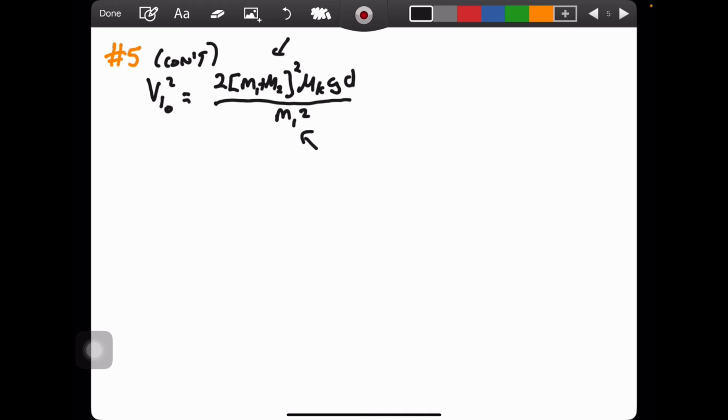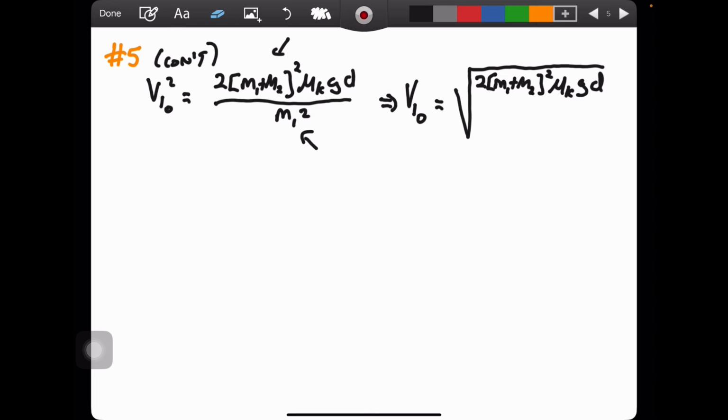So what I do now is I take the square root of both sides. When I take the square root of both sides, I get the following expression. v1 naught, that's the velocity of the bullet initially, is equal to the square root of 2 times the mass of the bullet plus mass of the block, squared, mu k g d, and that is divided by m1 squared. That's the mass of the bullet.